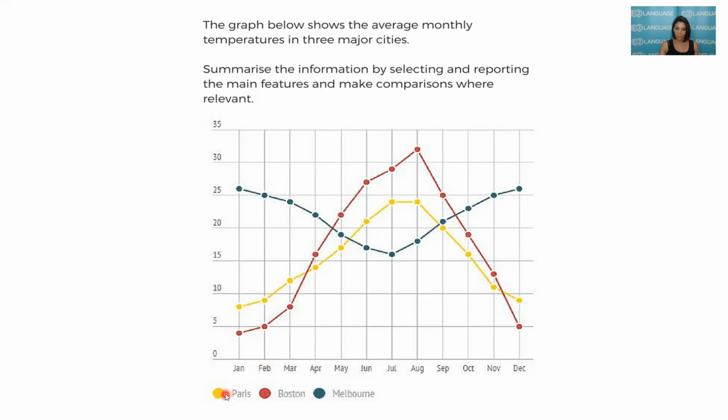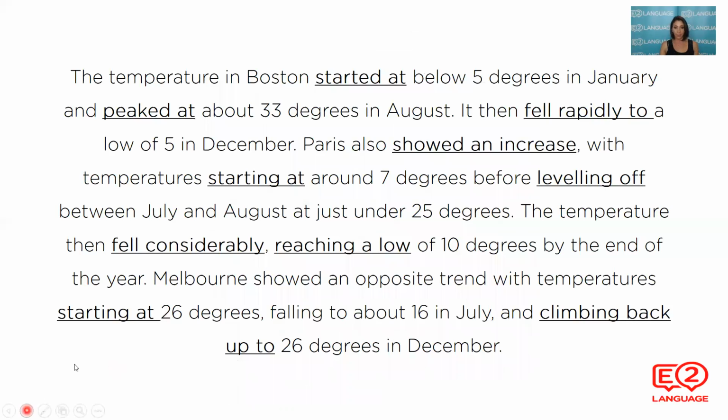So for the sake of logical progression of your ideas, do each city separately. So what happened to Paris? What happened to Boston? What happened to Melbourne? Okay, it divides your ideas, it makes it much more coherent and easier to read. When you try to compare what happened in the cities all together in one sentence, it starts to get a bit messy and confusing. Okay, so let's keep them separate. Let's have a look.